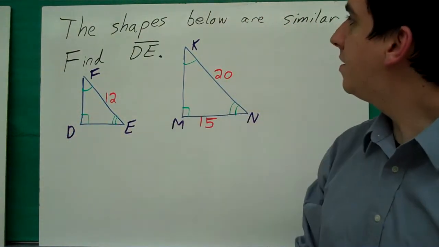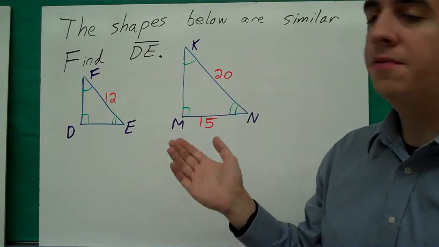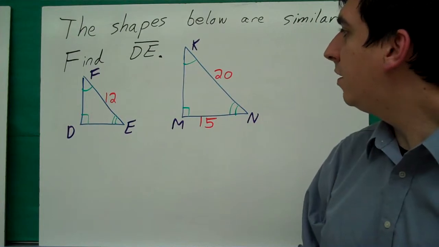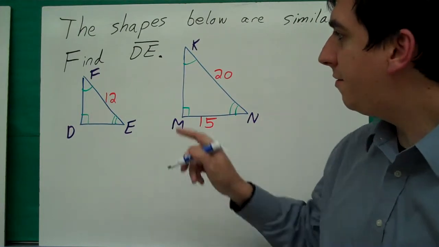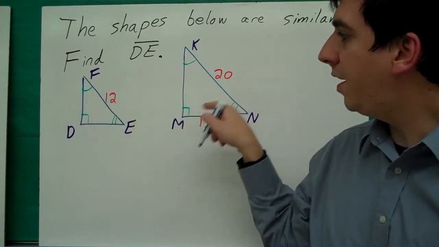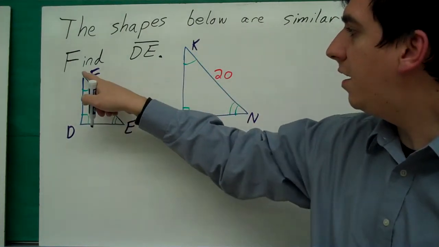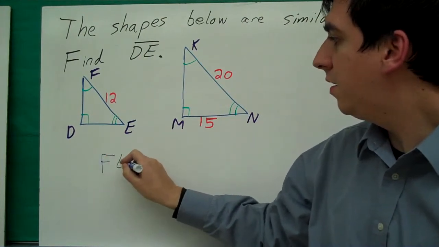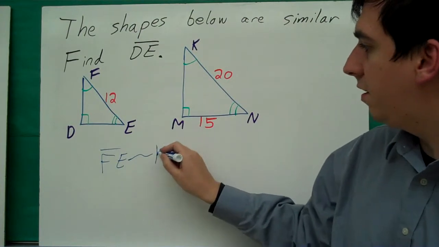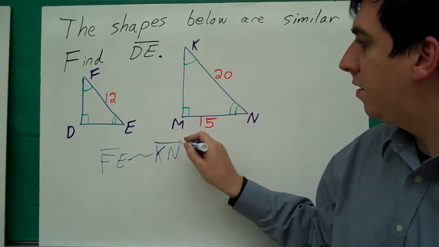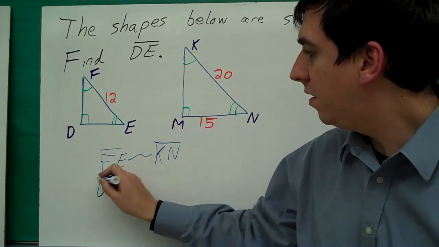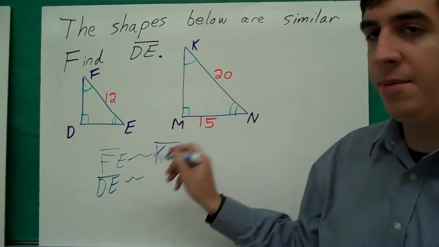So here it says, the shapes below are similar. Find side length DE. Well, let's see what we have. We have our similar triangles. We have our congruent angles. So I know that FE is similar to KN. And I know that DE, the one that we're looking for, is similar to MN.